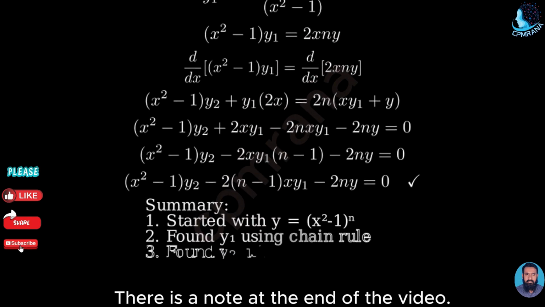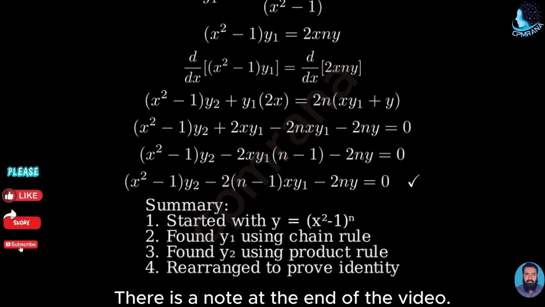This completes our proof. We started with y equals (x squared minus 1) to the n, took two derivatives, and through algebraic manipulation proved the required identity.